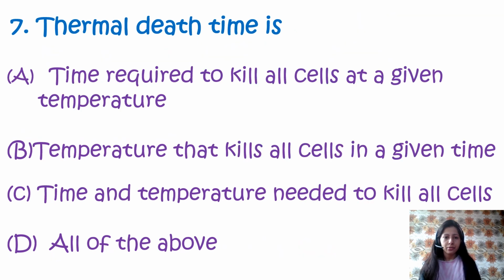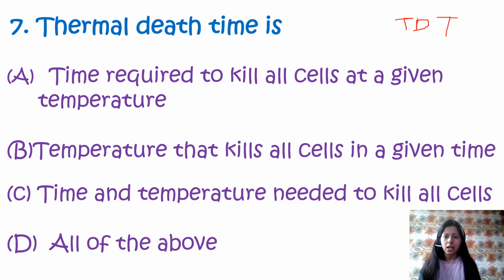Question number 7. Thermal death time is time required to kill all cells at a given temperature. Option B, temperature that kills all cells in a given time. Option C, time and temperature needed to kill all cells. Option D, all of the above. Actually thermal death time हम इसको ऐसे TDT भी बोलते हैं, it's short form में TDT.